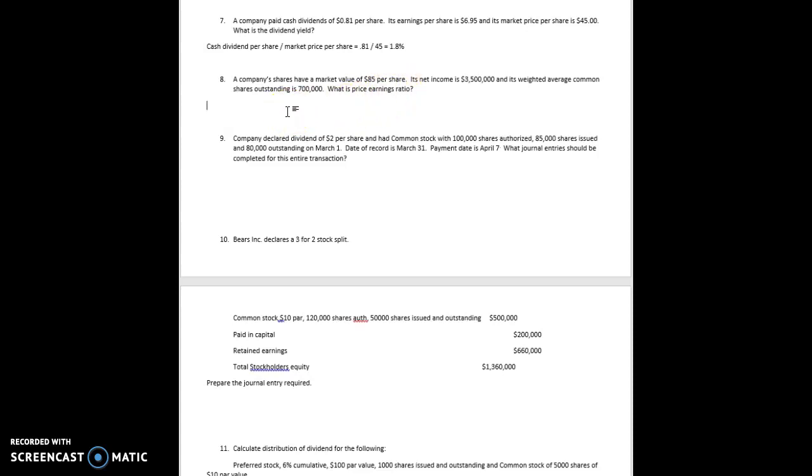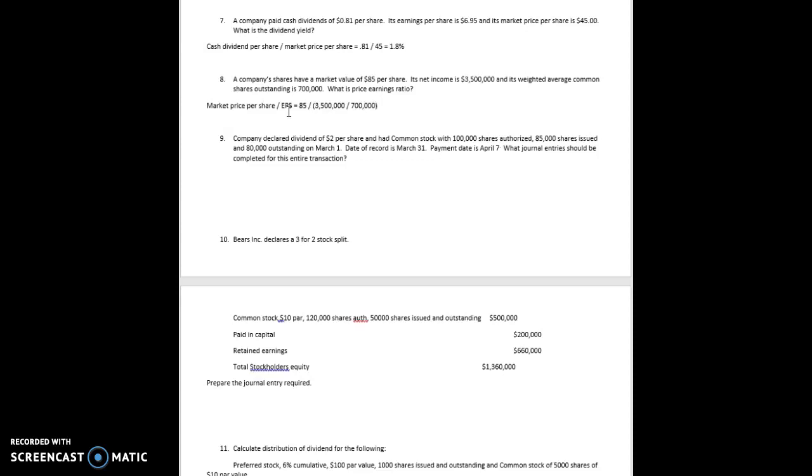Well, price earnings ratio formula is market price per share divided by the earnings per share. So if we divide that out, we have a market price per share they provided of $85 divided by the earnings per share. They didn't give it to us that way, so we had to calculate it. Earnings per share is taking our net income of $3,500,000 and dividing it by the number of shares outstanding, which is 700,000.